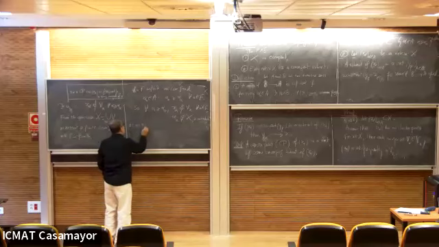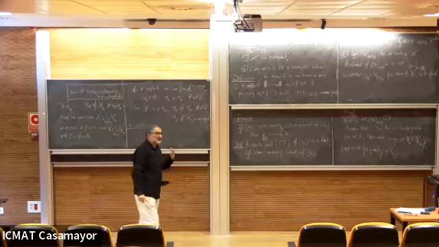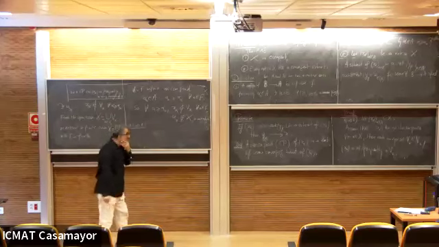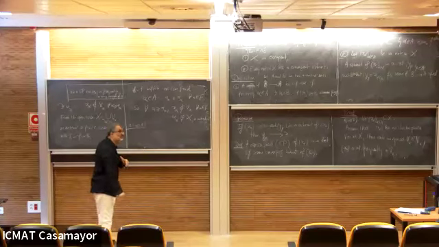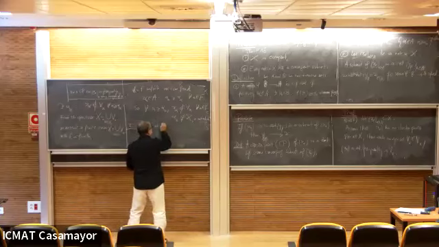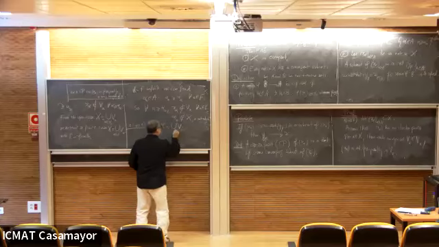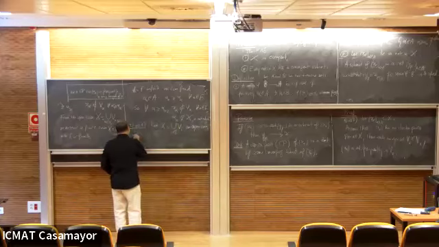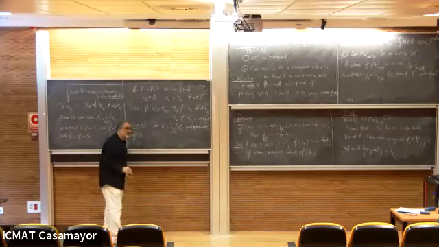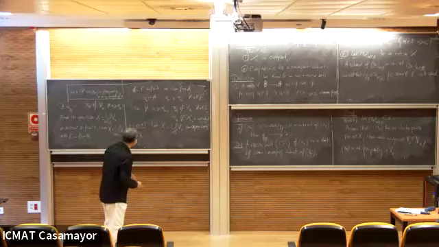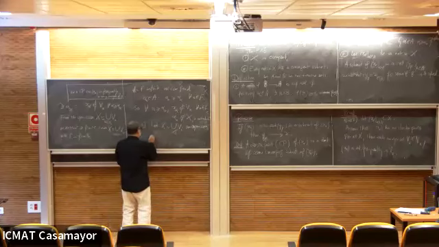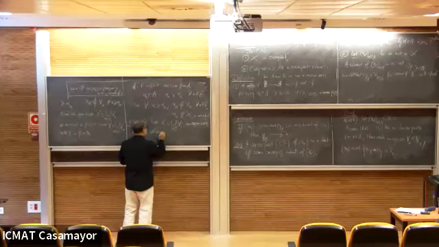Now 2 implies 1. We assume that every net has a convergent subnet, and we want to show that X is compact. So we start by taking an open cover of X. Most of the proofs are done by contradiction. So we assume by contradiction that there is no finite subcover. So we argue by contradiction.